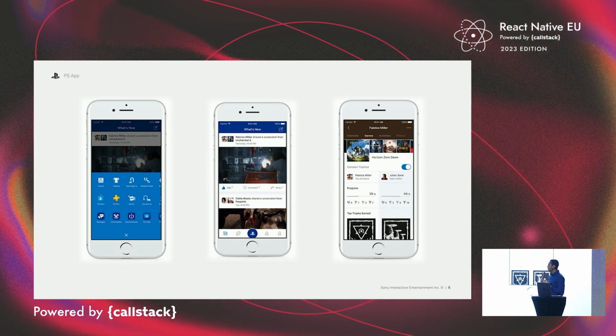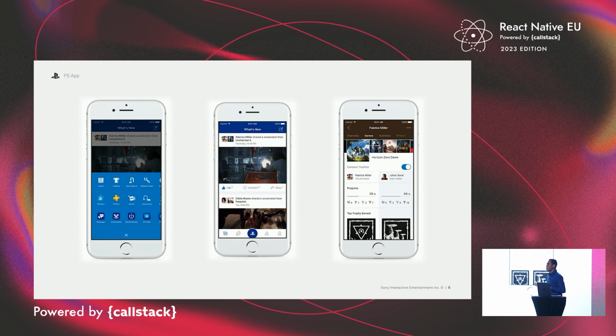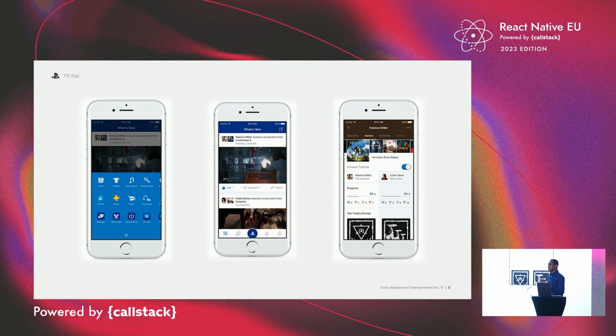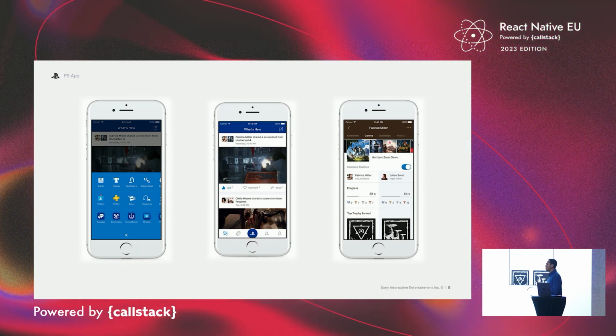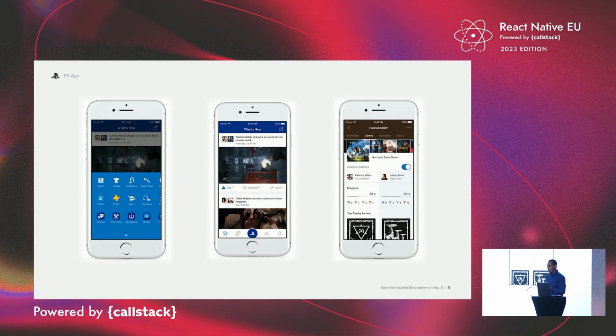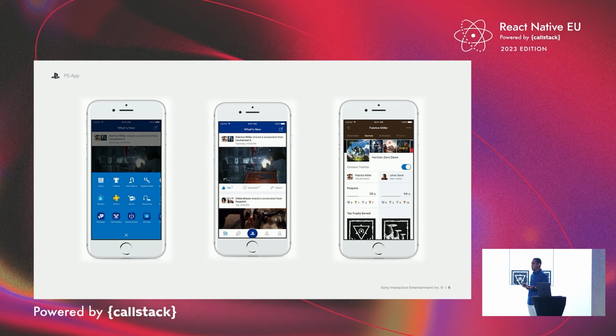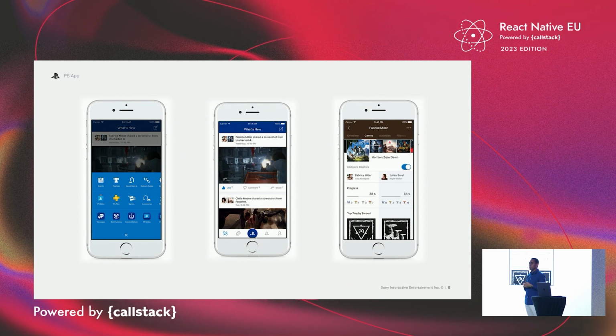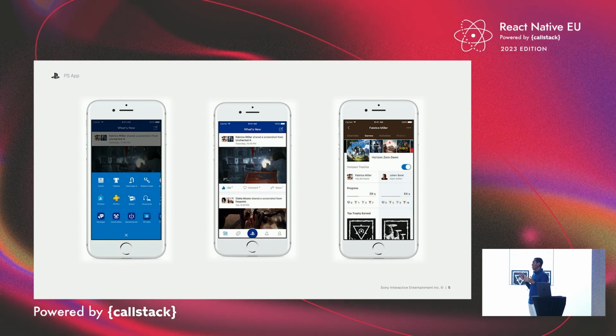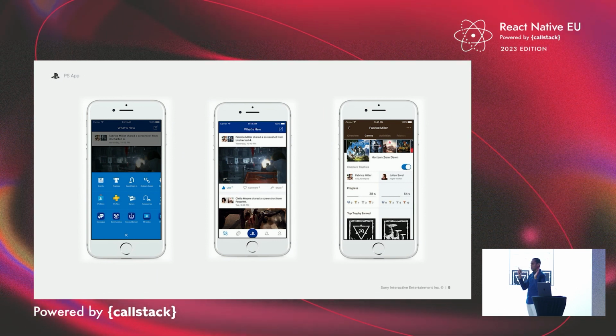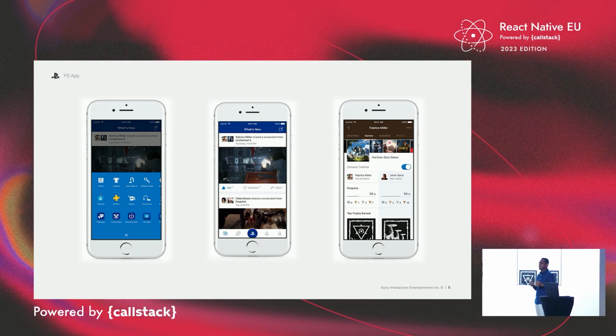Around 2019, the PlayStation 4 era was at the end of its life. And so we had to think about what was going to be next for us in terms of the experiences we were going to offer, not only on the mobile app, but as a whole across the different systems that we have.